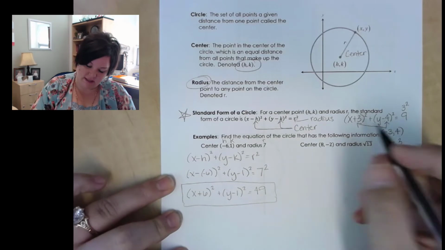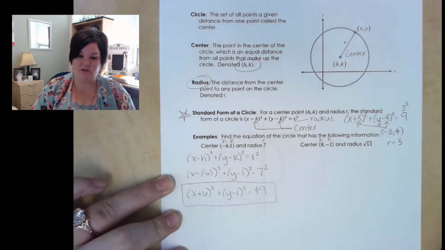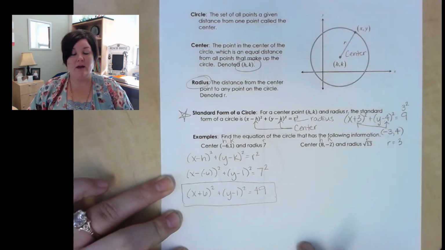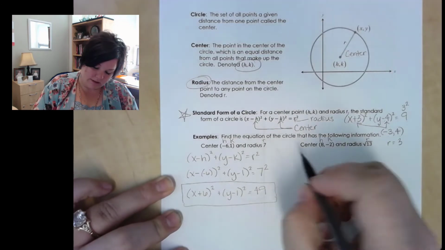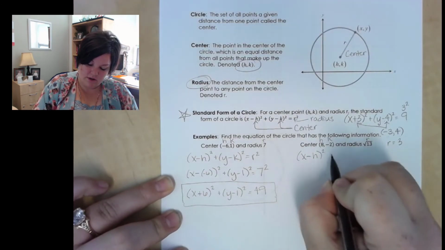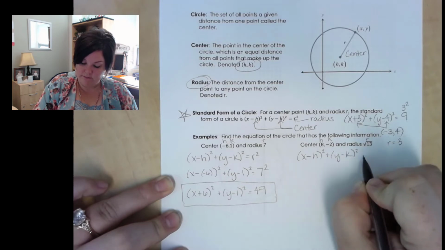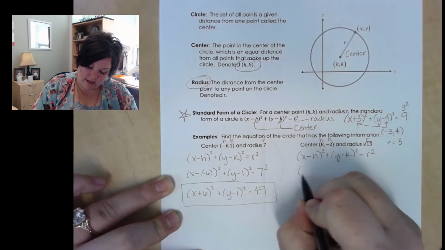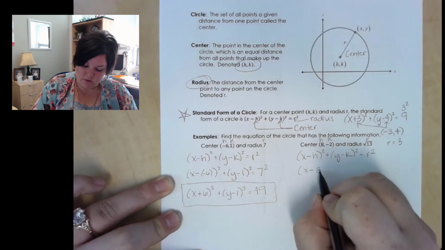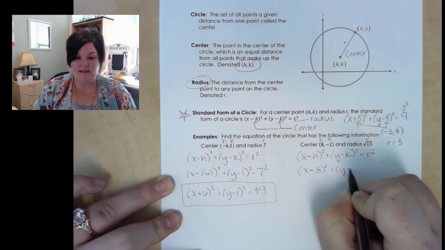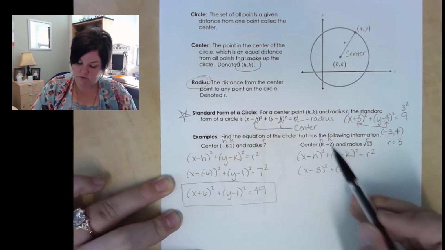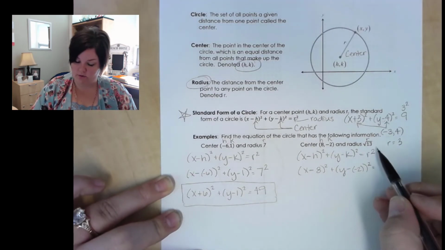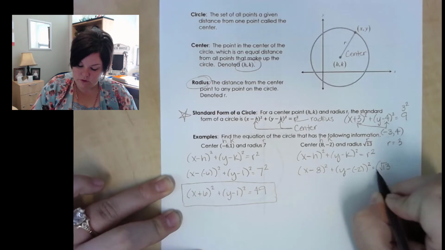We're given the center, so this time our H is 8, our K is -2, and our radius is square root of 13. So this is my R. So again, if I want the standard form of a circle, I want it to look like X minus H squared plus Y minus K squared equals R squared. And then I'm just going to plug in all my values. So X minus my H, which is 8 quantity squared, plus Y minus my K value here, which is -2 quantity squared, equals my radius, which is the square root of 13 squared.